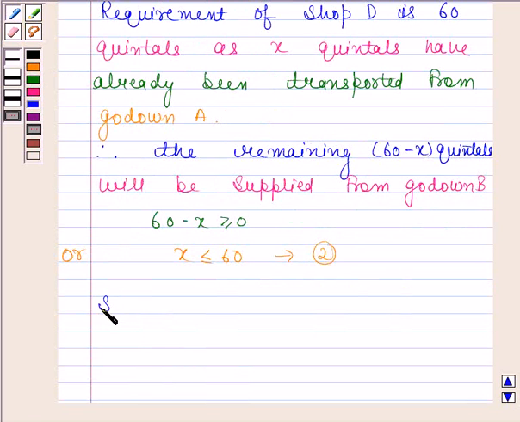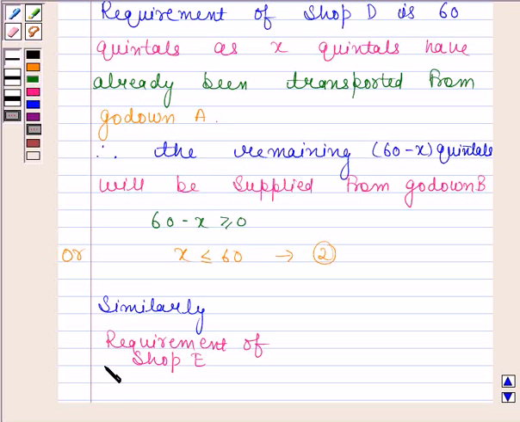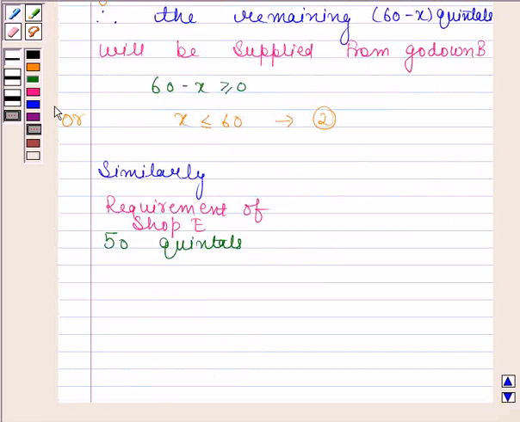Similarly, the requirement of shop E is 50 quintals. Y quintals have already been supplied from godown A. Therefore, the remaining 50 minus Y quintals will be transported from godown B. Therefore, 50 minus Y is greater than or equal to 0, or we can say that Y is less than or equal to 50. So, this is our third inequation.